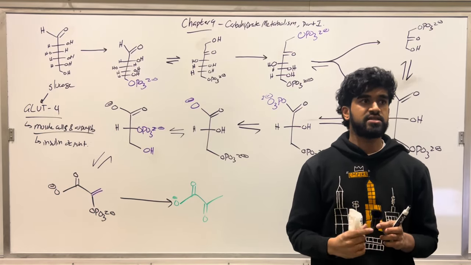We take the phosphate group and we swap the OH and the phosphate. It's called mutating the molecule, right? So, this is called phosphoglycerate mutase, PGM. I'm going to write it out for you. Phosphoglycerate mutase. Look, my R is not attached to my E. Phosphoglycerate mutase.